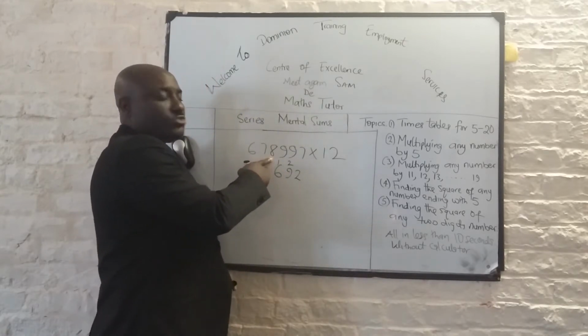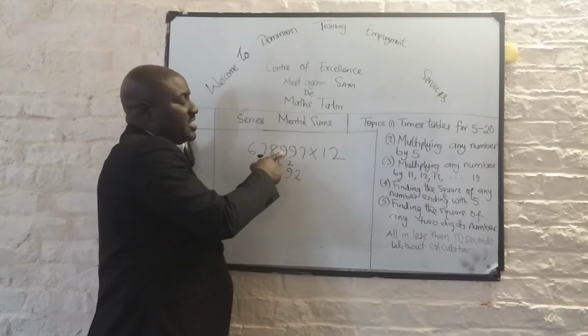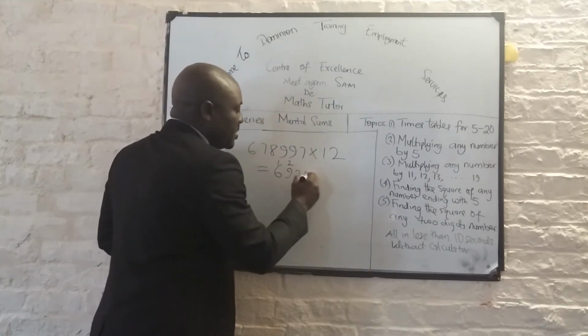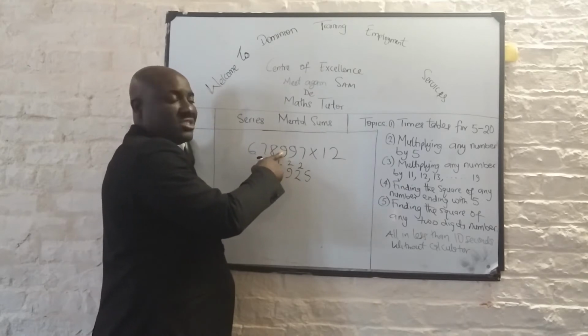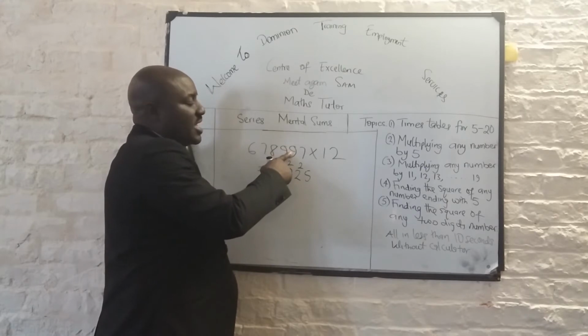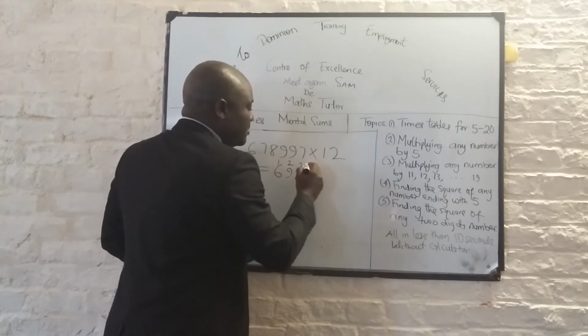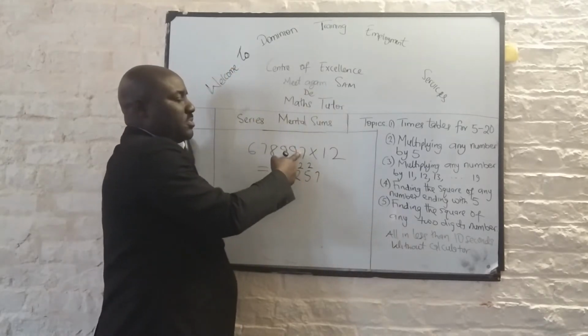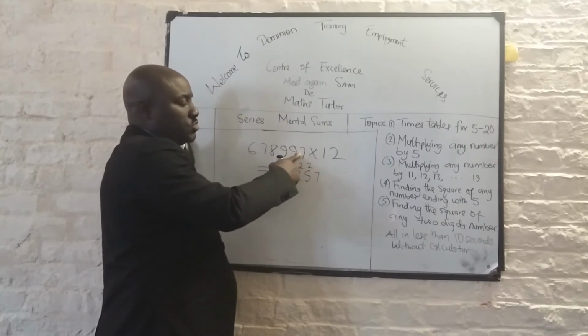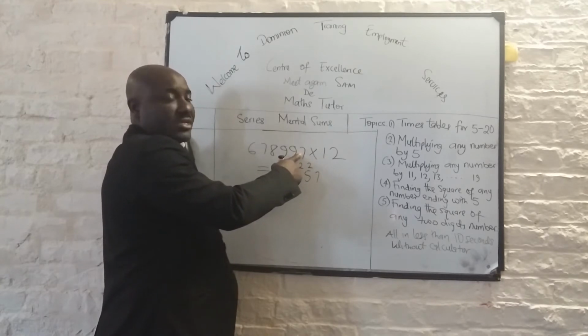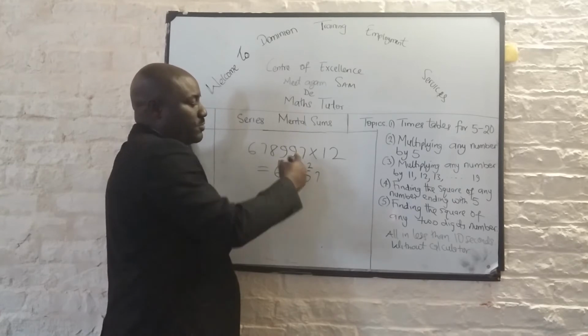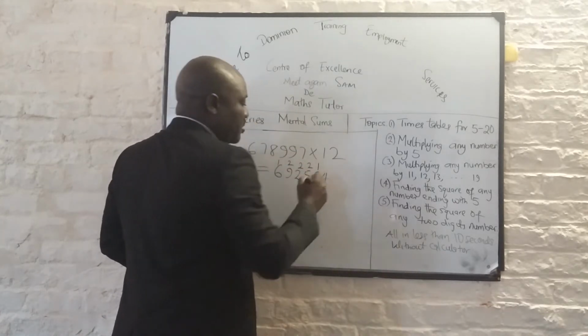Multiply the next digit by 2, which is 16. Add the next digit, which is 9, to give you 25. You write 5 and carry 2. Multiply the next digit, which is 9, by 2. That gives you 18. Add the next digit, which is 9, gives you 27. You write 7 and carry 2. Multiply the next digit by 2, which is 7. There's nothing to add again. It gives you 14. You write 4 and carry 1.